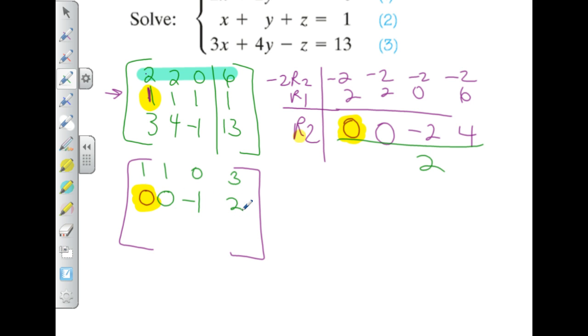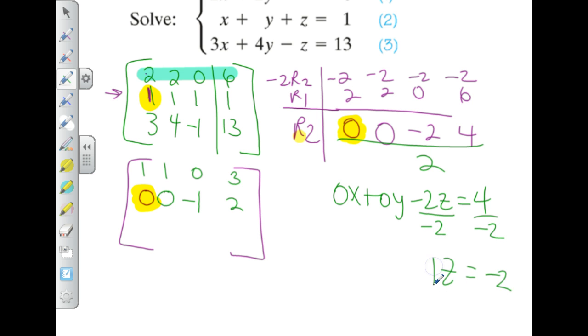Again, remember, these are just systems of equations. This says 0x plus 0y minus 2z is equal to 4. Well, if it says minus 2z is equal to 4, you can divide by negative 2 and just get 1z is equal to negative 2, which is what I've written over here.